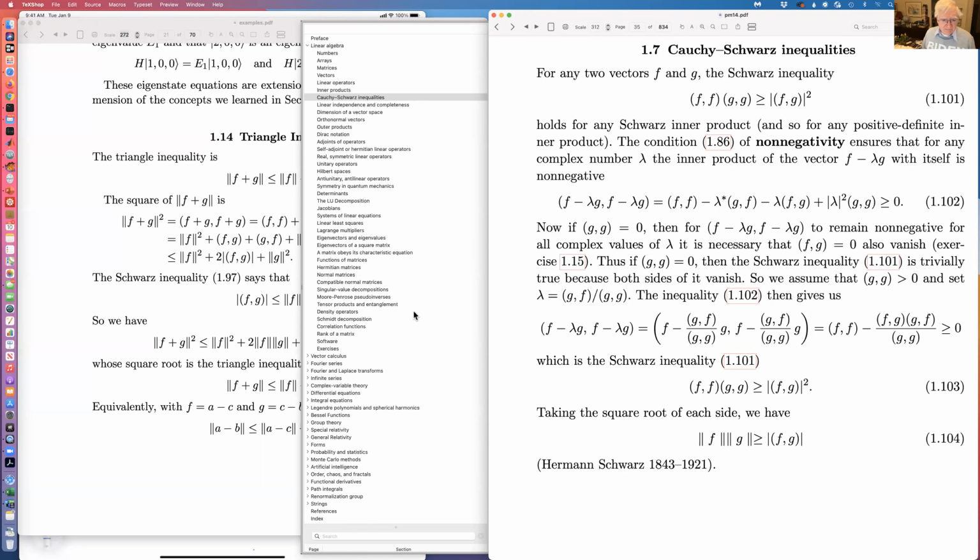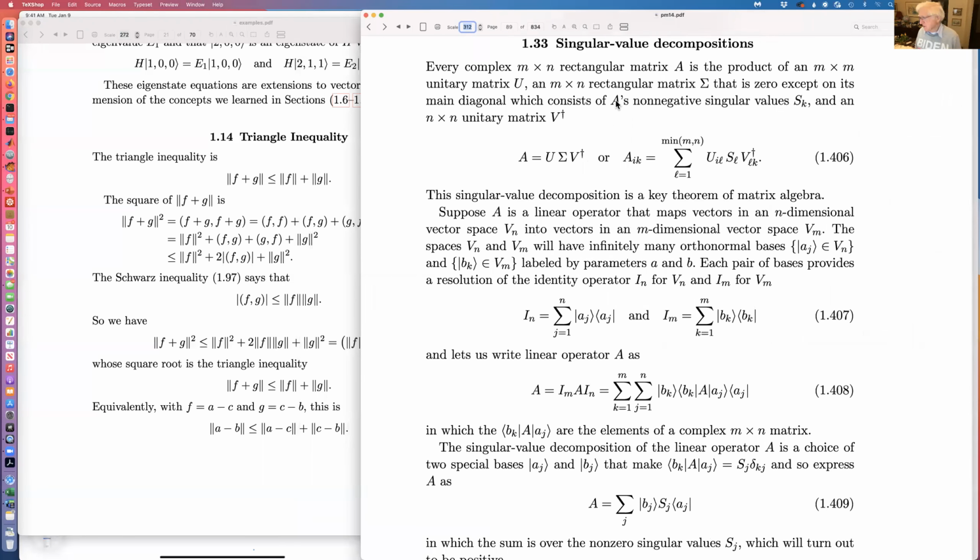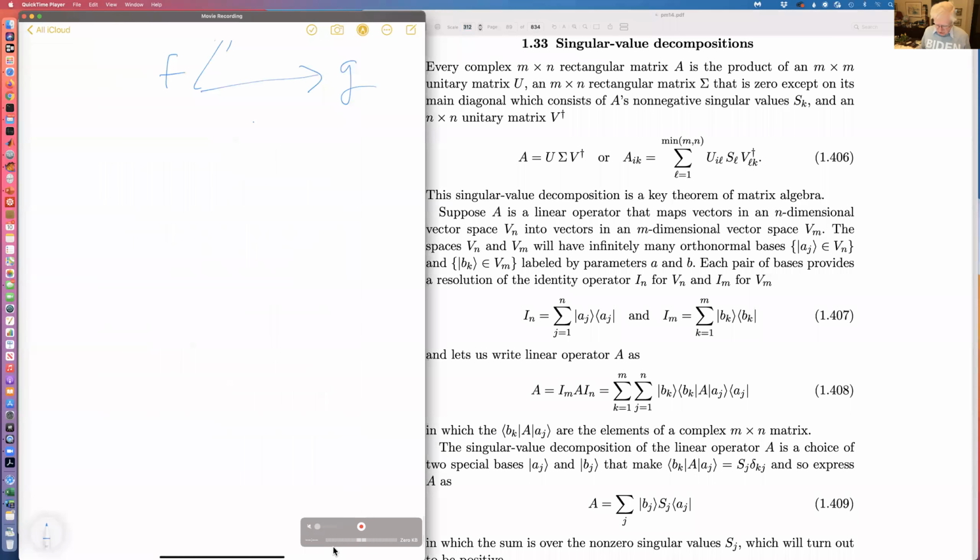What I might do, since nobody's asking a question or giving me any guidance, is just remind you of the singular value decomposition. This is the main theorem of linear algebra, and it tells you that you can write any rectangular matrix, which is to say any complex matrix whatsoever, it doesn't need to be square, as a product of 2 unitary matrices and 1 matrix that's positive definite and non-zero only on its main diagonal.